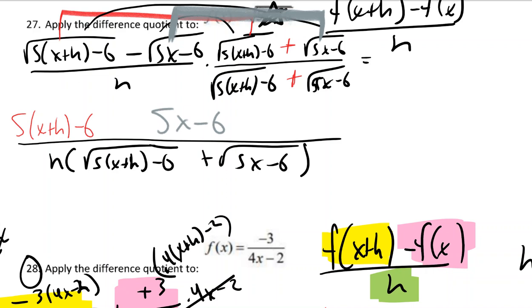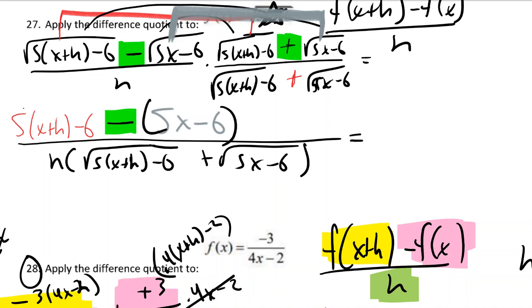But the part that I'm concerned that you guys are glossing over too quickly, a positive times a negative is negative, and the way I wrote that's not correct. The way I wrote it makes it look like just the 5x is negative. The whole thing's negative. It was a negative square root of 5x minus 6 and a positive square root of 5x minus 6. So the whole thing is negative there.